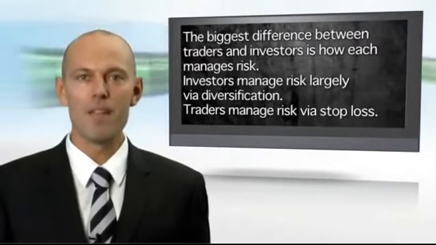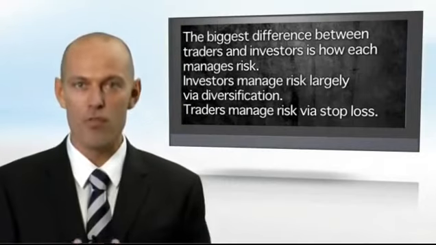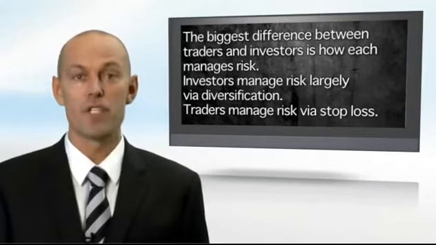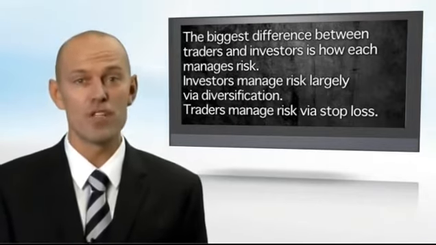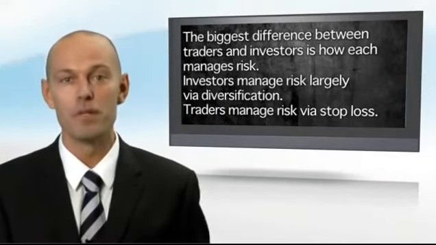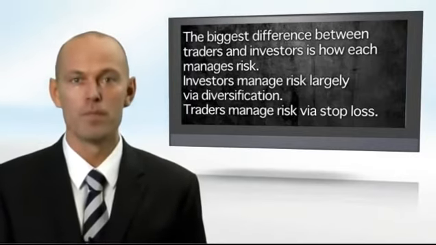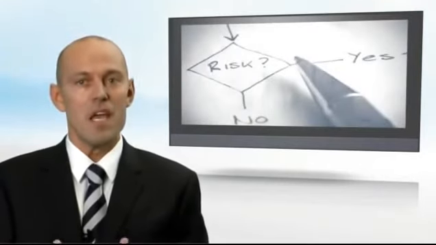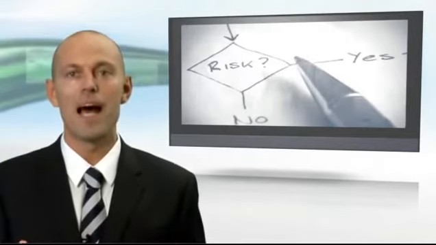I believe that the major difference between traders and investors is how each manages the risk involved. Investors manage risk largely via diversification. 10 well-chosen shares can be managed with less risk than 1 share, and that's the basic tenet of modern portfolio management. While traders manage risk via a stop-loss order. And there's somewhere when a trader is looking on the chart where they say, if the market comes down here, if the market comes up here, I am just wrong and I need to get out of the market.